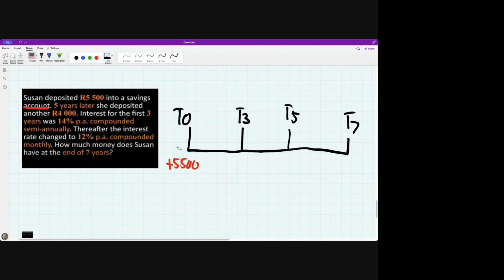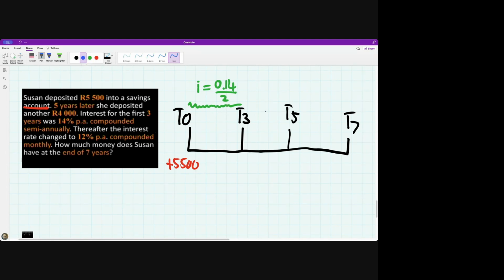All right, now we have to deal with this interest thing. So what interest for the first 3 years? Okay, so I'm going to draw a nice squiggly line to do interest. What is interest? Here, it's 0.14 divided by 2. So interest for the first 3 years was 14% per annum compounded semi-annually, divided by 2.